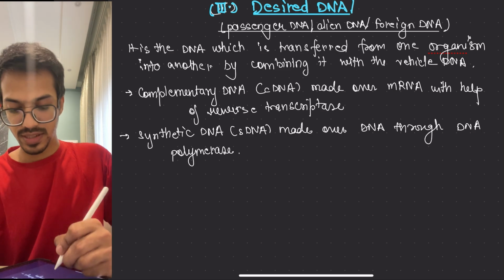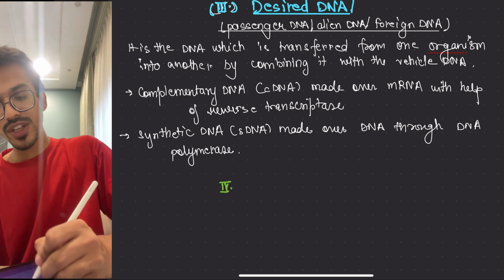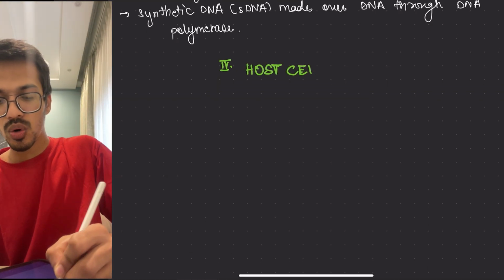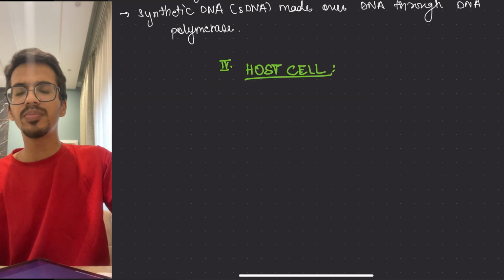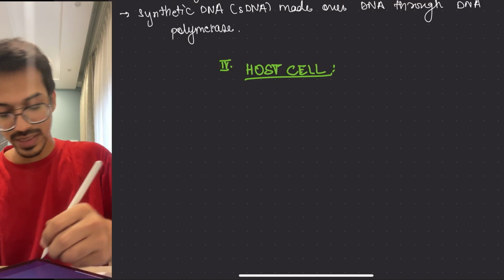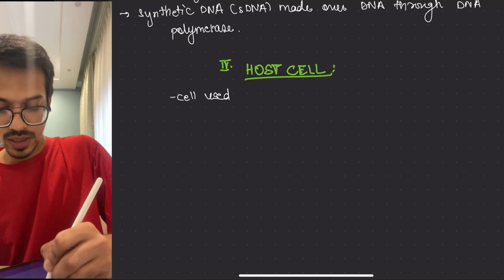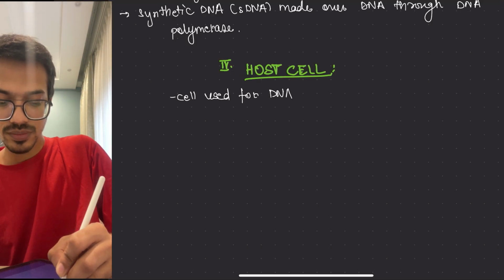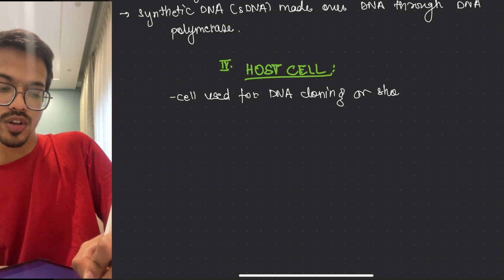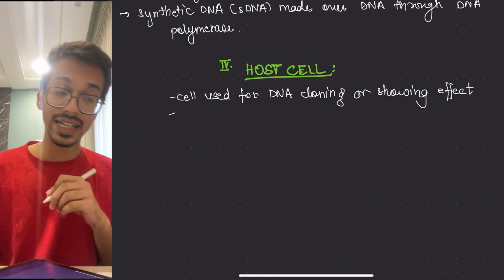Then comes the last thing. Last tool is what? Host cell, in which we are going to put this. So last is the host cell. In host cell, it could be plant, bacteria, human, anything. Animal cells. So this is the cell used for DNA cloning or showing the effect, which can host it inside its body.